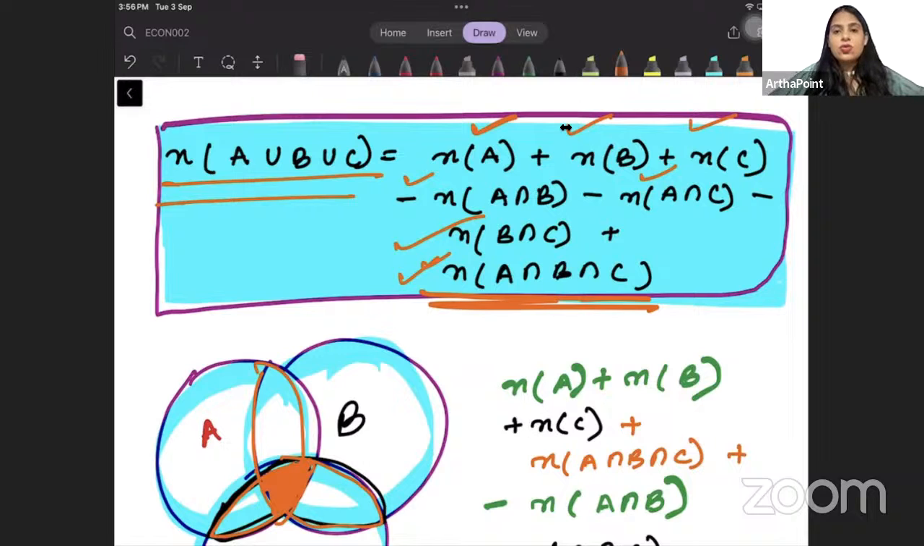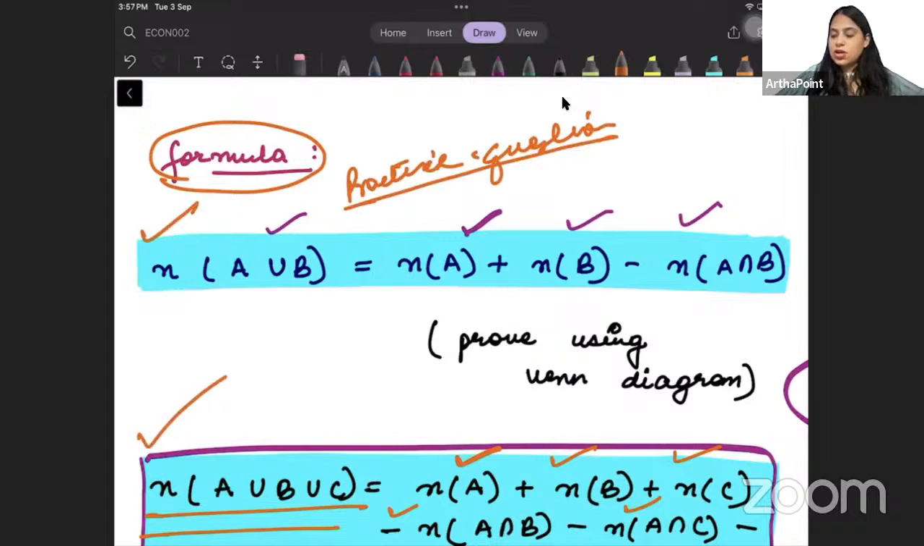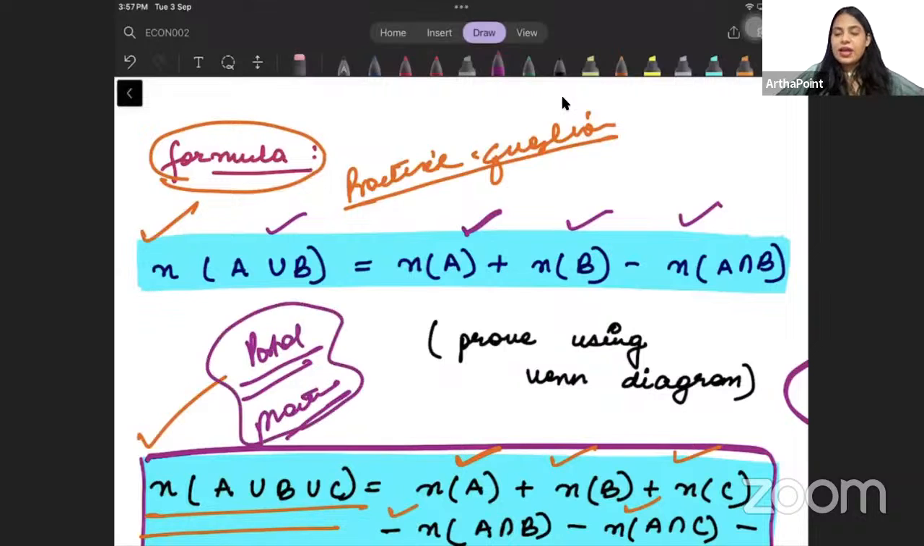Okay. Now beta, we will stop the session here for today. This is about set theory. You should practice some questions on these formulas, and I will try to post the questions on the portal also for you to practice. So you should go ahead and practice the questions that I will be posting on the portal. Thank you, beta.